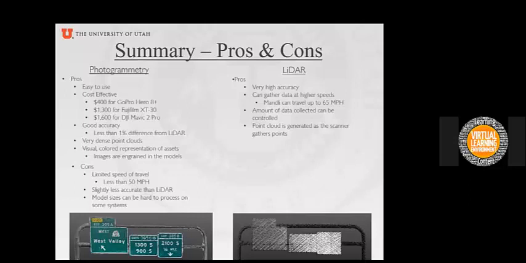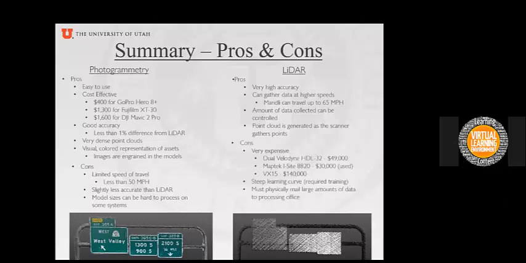Some cons, it's extremely expensive, as we mentioned. There's a steep learning curve with LiDAR. A lot of times there's required trainings depending on the scanner or softwares that you buy, and these trainings can be expensive. And as I mentioned, Manley Communications has to physically mail these terabyte hard drives to their processing offices, so that can be a little bit of a hitch.